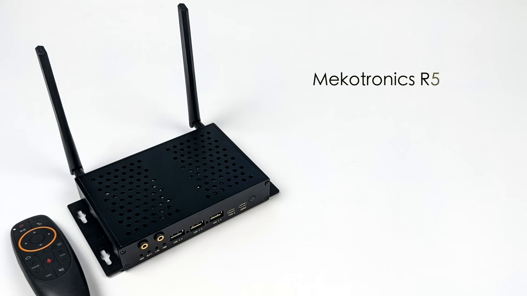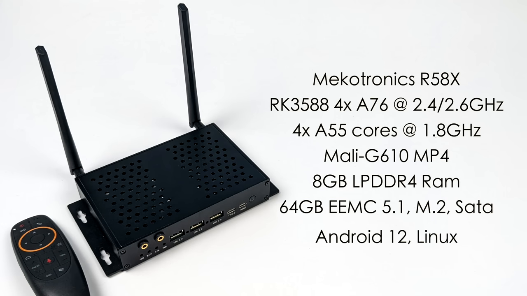But what makes this thing so interesting are the specs. So it's known as the Mekotronics R58X. For the CPU, we've got the new Rockchip RK3588. This is an octa-core ARM CPU. We've got four A76 cores at 2.4 GHz, but one of those does boost up to 2.6, and we've also got four A55 cores at 1.8.